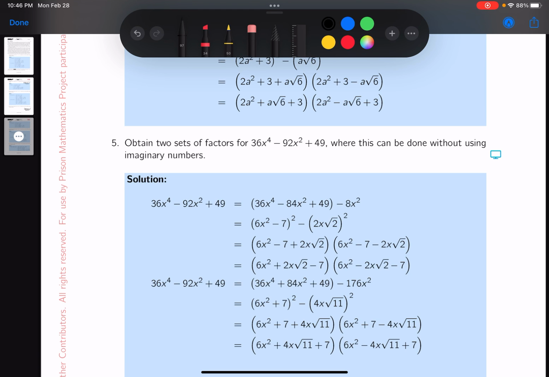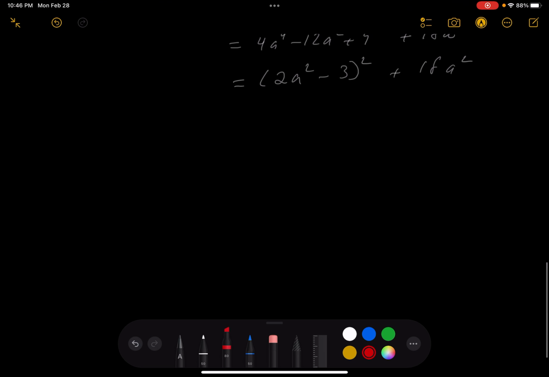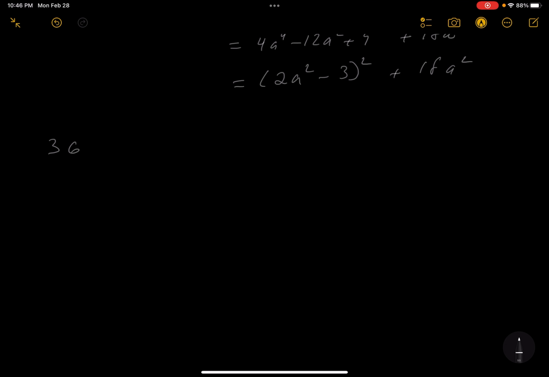Okay, I'm going to go to the whiteboard, and let's do it. And let's write it down. And what am I going to write down? The problem, this is number 5, so it's 36x to the fourth power, and then I can see minus 92x squared. These are bigger numbers, but still manageable.